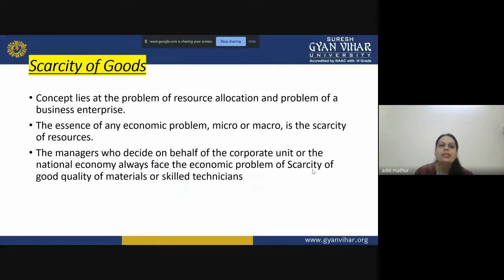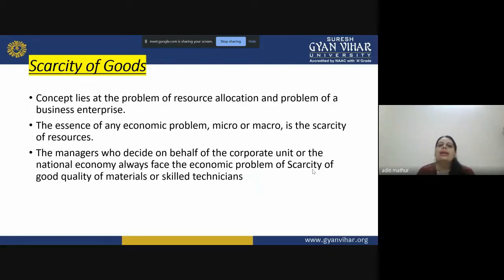So now let us study the scarcity of goods. The concept lies at the problem of resource allocation and the problem of business enterprise. So the scarcity is actually associated with the allocation of the resources, right? Because of the problem of limited resources. When you have limited resources in nature, the problem is associated with allocation: how to allocate those limited resources so that each and every one is satisfied, right? So the key problem is your limitation, which is accompanied with the problem of proper allocation.